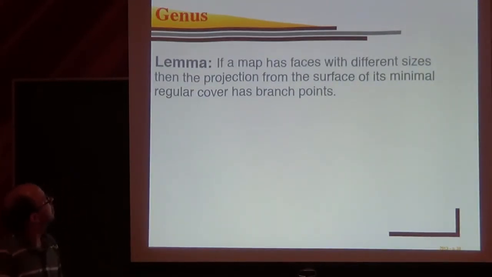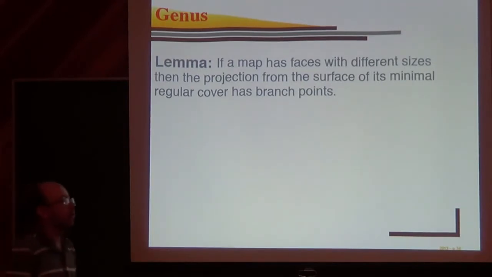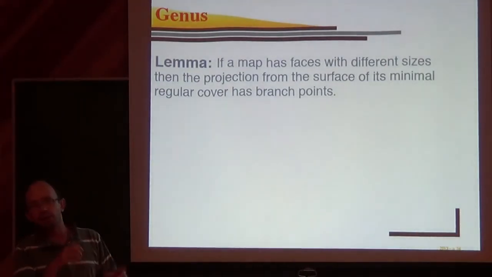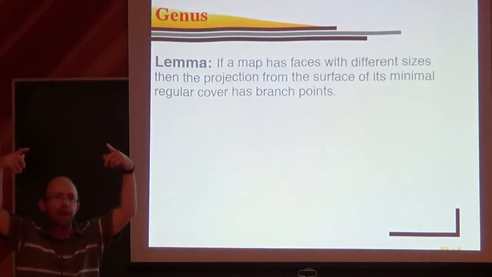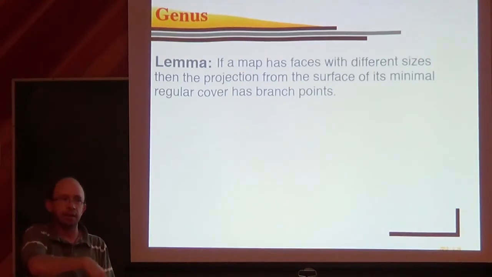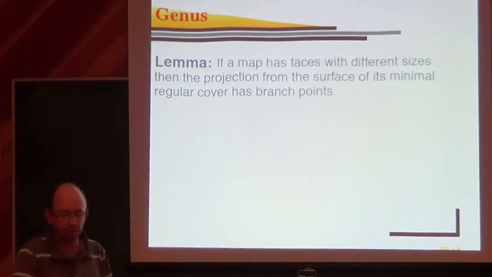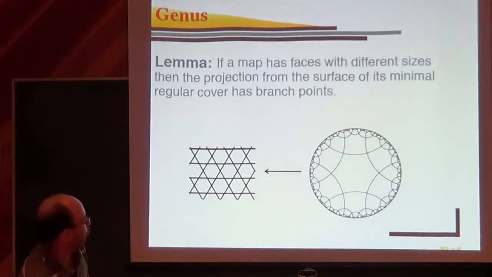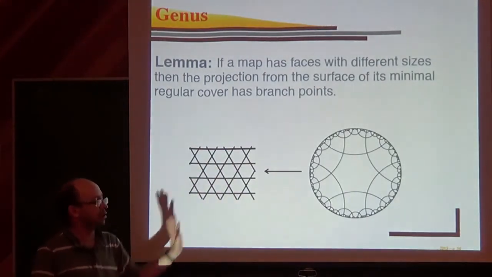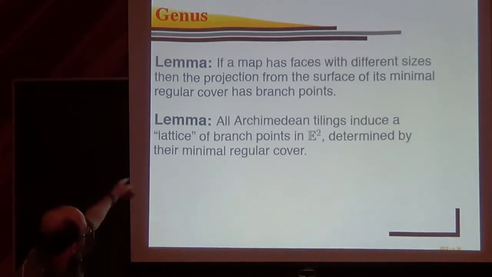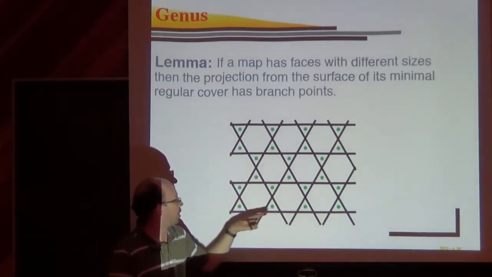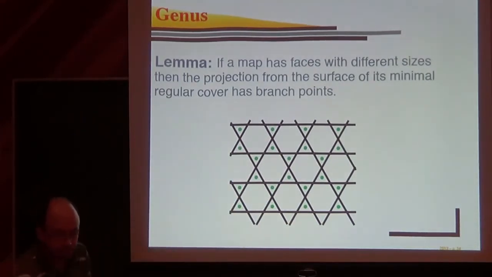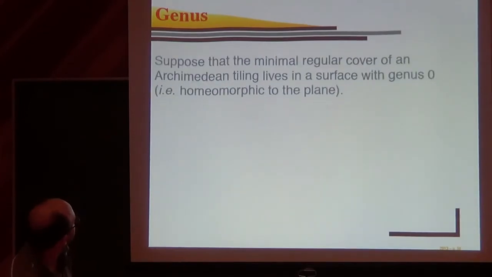So, the second thing we need: whenever a map on the Euclidean plane has two different types of faces, then some branch points will necessarily appear, right? Because the faces of the regular cover will all have the same size, and that size will be bigger than the size of the small faces in the map. So that induces branch points. So for instance, if I take this tessellation of the plane, you know that there is a regular cover. There will be branch points, but not just one, there will be a full lattice of branch points, right? One per each small face in the map. And those are the ingredients I need.